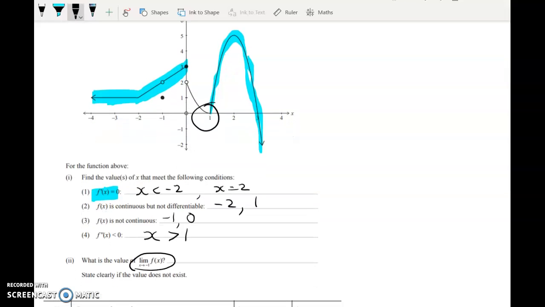Right, what is the value of the limit of the function going to x equals -1? So here, if we go towards here, it's going to the same place from above and below. So the limit is 2. So f of -1 is equal to 1, but this limit is equal to 2.